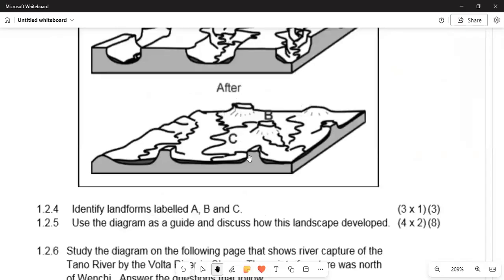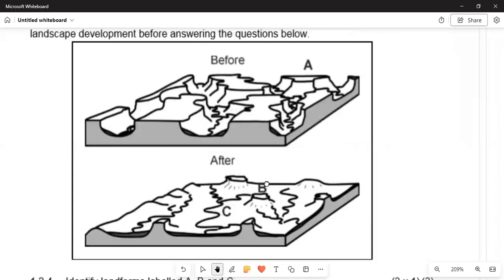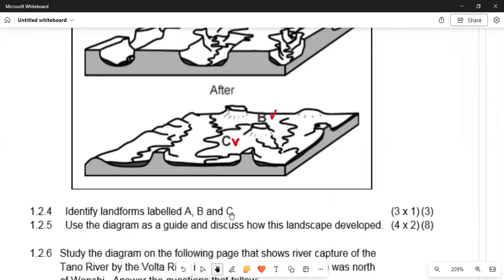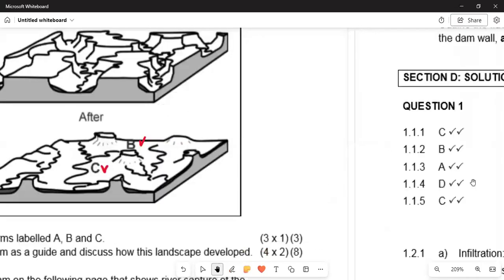And then we are having identified the landform labeled A, B, and C. Where is A, where is B, and where is C? This is number A, I'm ticking it. This is number B. I also want to tick it so that we can see properly. And then this is number C. So I've ticked those. So they say the question, we need to identify the landforms labeled A, B, and C.